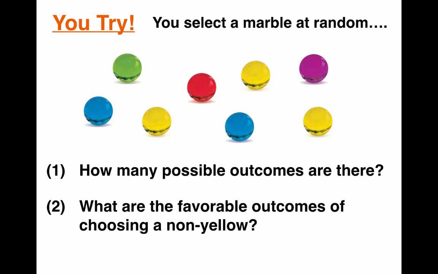Okay, let's check your answer and see what you think. So how many possible outcomes are there? Well, how many marbles are there? There are 8 marbles in this picture, so there are 8 possible outcomes. And what are the favorable outcomes of choosing a non-yellow? Well, I see 3 yellows, so that must mean there are 5 that are non-yellows. So 5 possibilities. You could pull out a blue, a green, there's another blue, you could get a red or a purple. Those are all non-yellow marbles.